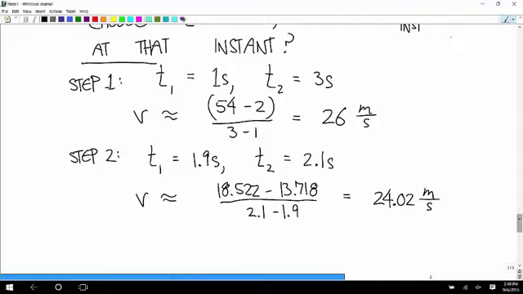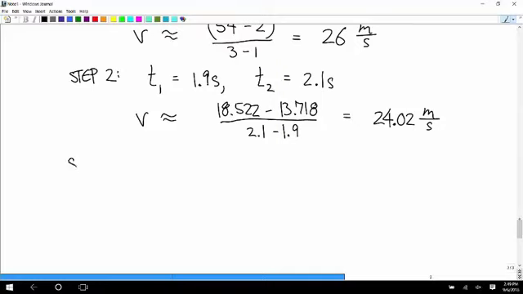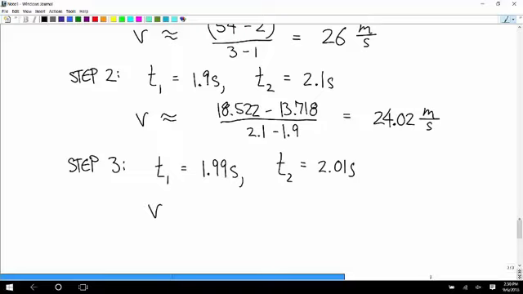Let's do one more. So step 3, let's choose t1 equal to 1.99 and t2 equal to 2.01. Can you calculate those for me again? We're going to need a lot of decimal places for this.